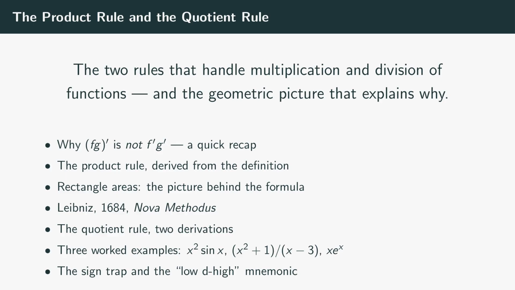A note on Leibniz publishing the product rule for the first time in 1684, and 1 sign trap in the quotient rule that costs more points on the AP exam than any other algebra error in the entire subject. By the end of this video, you'll differentiate any product or quotient of 2 functions you can write down.